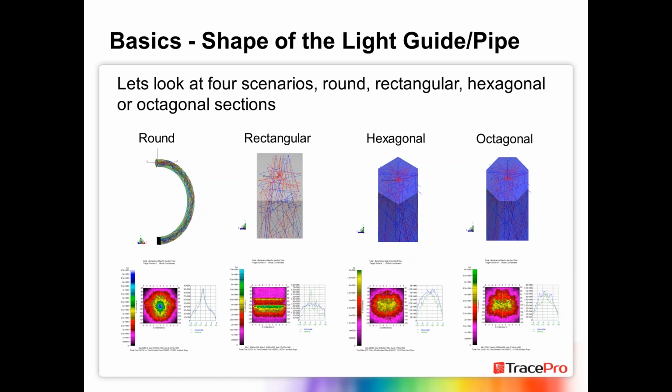Finally, we'll look at an 8-sided setup, an octagonal type setup, and that mixes up the light pretty well. In this case, I don't think it mixes up the light as well as the hexagonal, but it still does a pretty good job. So there's 4 different shapes and what you can expect when you're using these to bend the light around 90 degrees.